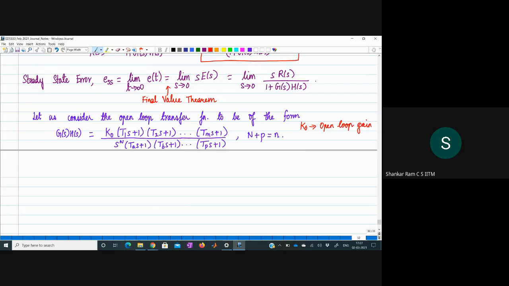The system, when written in this way, is called a type N system. So what is a type N system? We can immediately see that this N can be 0, 1, 2, etc. It is a non-negative integer. It essentially means that it has N open loop poles at the origin.